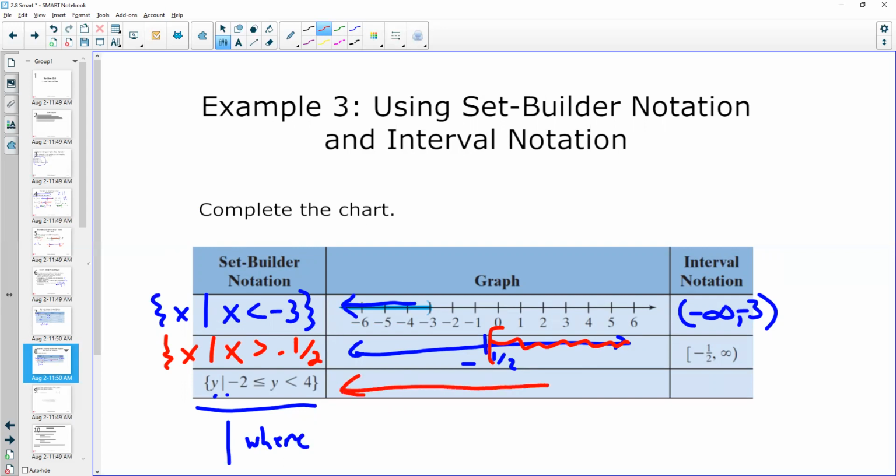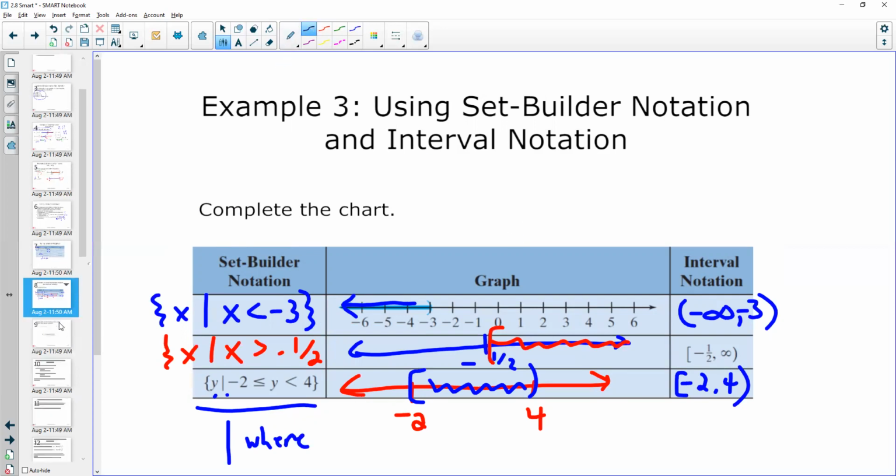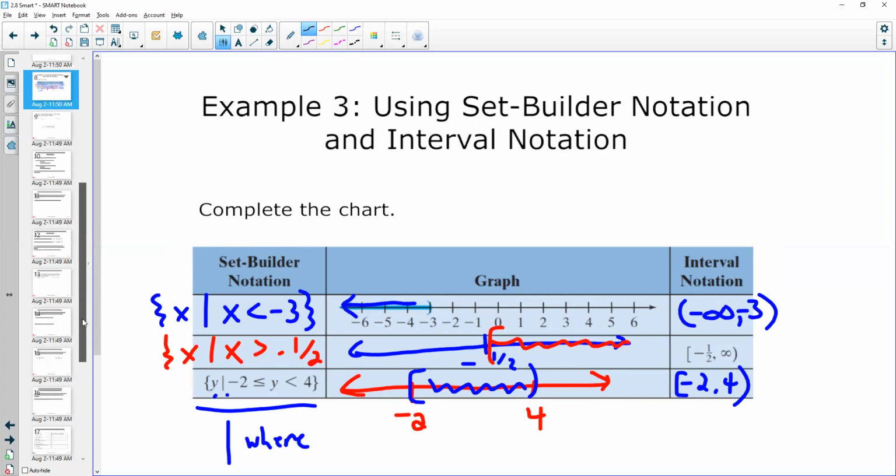Well, let's draw that. -2, 4, y is between them. So it's a hard bracket here, a parenthesis at 4, and color in between. So then we're just going to use that for our interval notation. So there's a -2 and a 4. In this unit, you're going to have to graph quite a bit. You're going to have to use interval notation quite a bit, and you're going to have to use set builder notation quite a bit. So get used to them, start to practice.